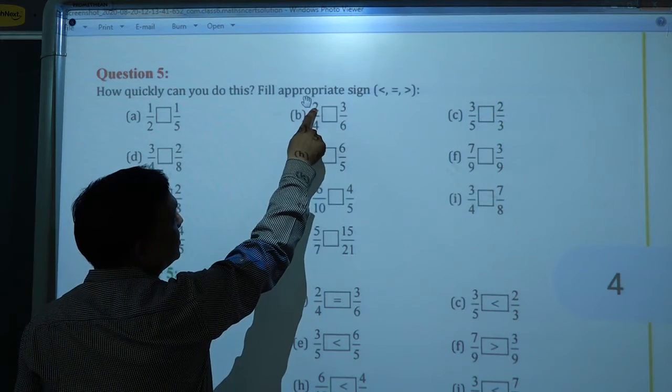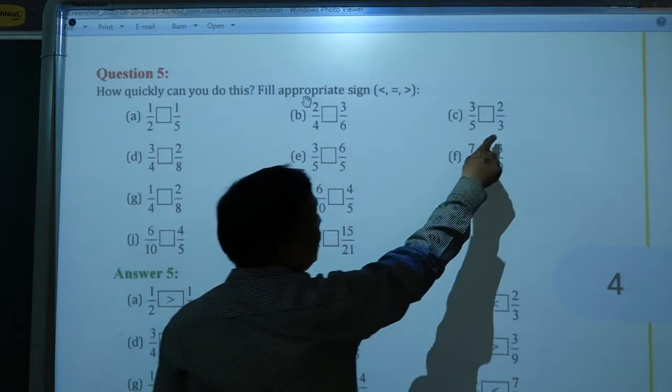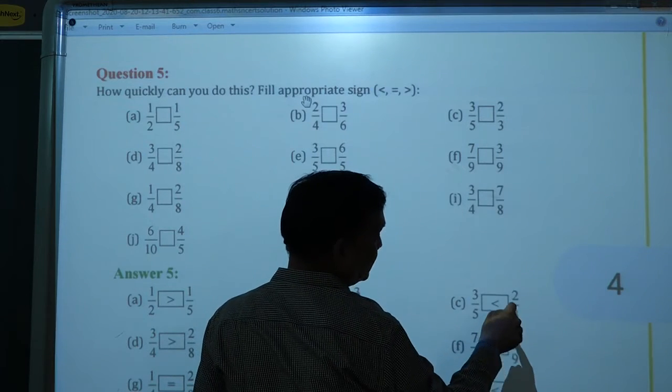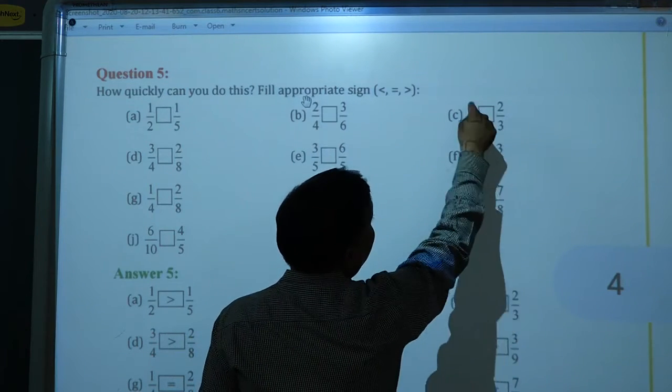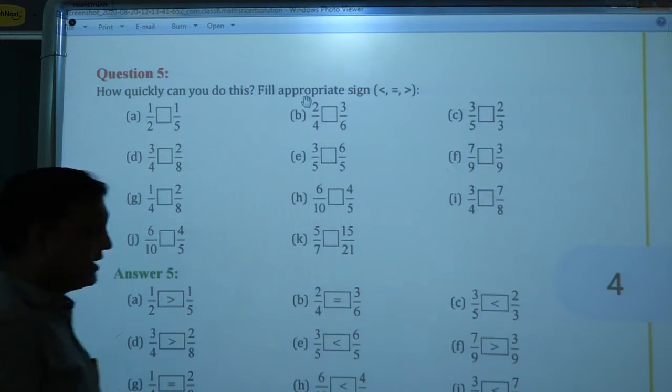6 2s are 12. 4 3s are 12. Both are equal. 3 3s are 9. 5 2s are 10. 2 upon 3 is the greater.